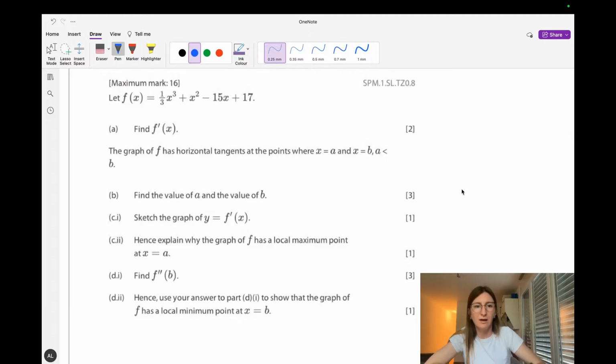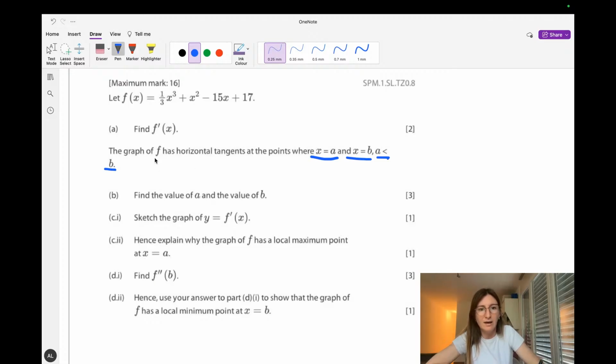All right, so here we have a big question, 16 marks, for finding f dash of x. That's a nice one. Then we get some clues, and why I've included this question is because they make it look confusing with saying things like x equals a and x equals b, and a is less than b. I would recommend that you just ignore these. First, just answer the question.